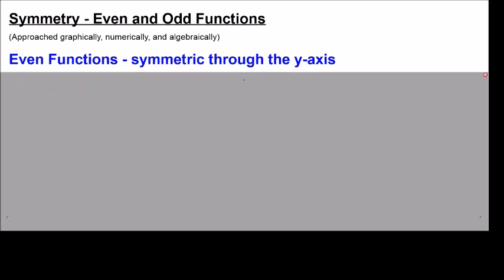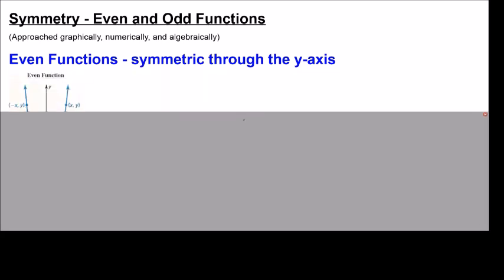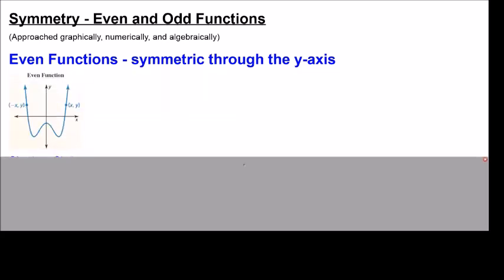Even functions have symmetry through the y-axis. And I have an example of one right here. You can see that this function, if you look both to the right and left of the y-axis, you see a mirrored image of itself. One way you can determine if a function's even is if you draw it on a piece of paper and fold that paper in half, where the crease would be the y-axis. And if the right side maps itself onto the left side, that means it has symmetry through the y-axis.